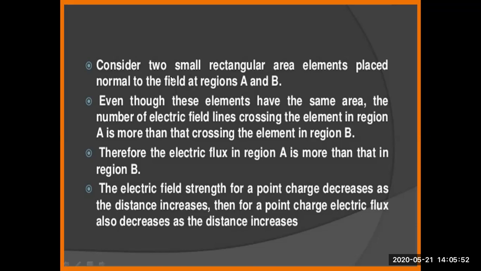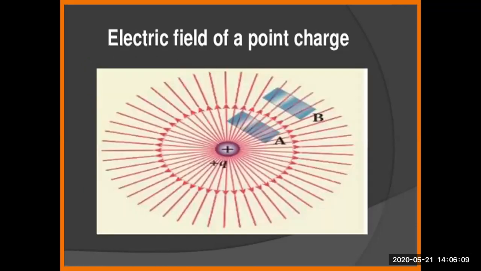Even though these elements have the same area, as we have seen in the diagram, the number of electric field lines crossing the element in region A is more than that crossing the element in region B. Now let's see the electric field of a point charge. Region A has more lines passing through this area, and this one is away from the source, so relatively fewer lines.